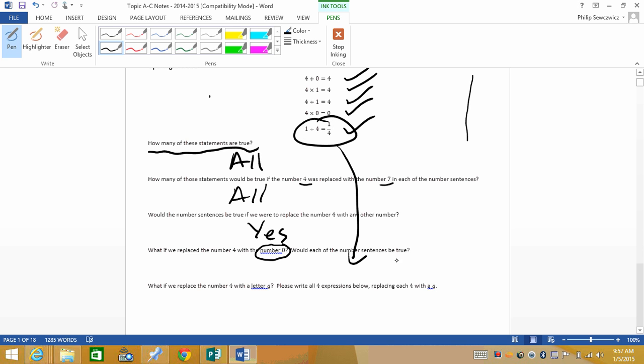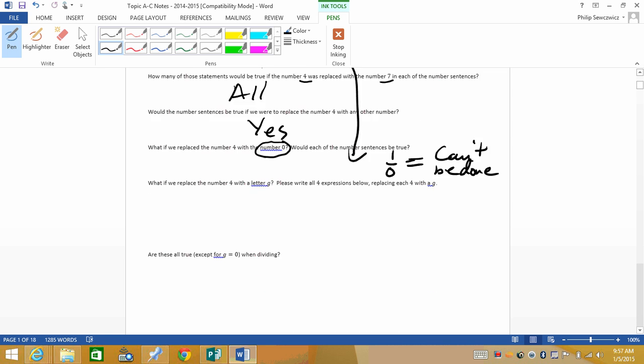The big thing we're looking at is this particular one down here. If we do 1 divided by 0, the answer is not 0. It can't be done. We can't divide by 0, because 0 times what is going to give me 1? Nothing will. So that's the only thing we get in there. Nothing huge, but it's something that will pop up throughout your math careers.